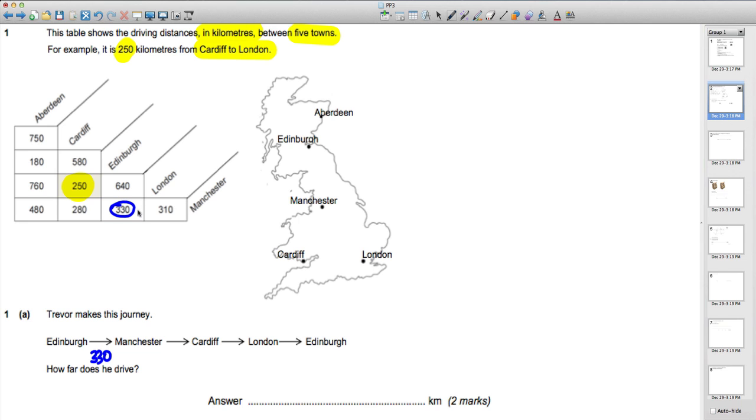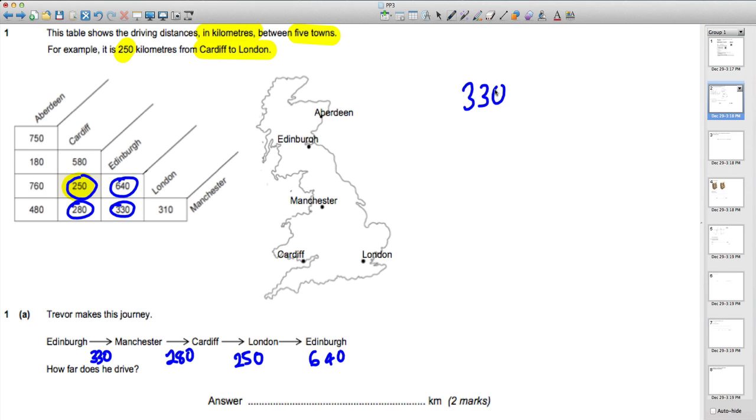Manchester to Cardiff, so Manchester to Cardiff 280, Cardiff to London, so Cardiff to London, we know that's 250, and London to Edinburgh 640. And how far does he drive? Well, all you've got to do is add these up. Remember, you're not allowed to use a calculator here.